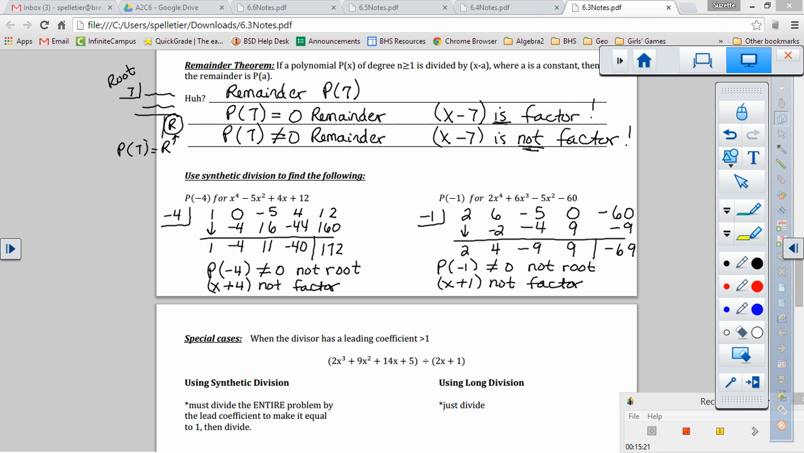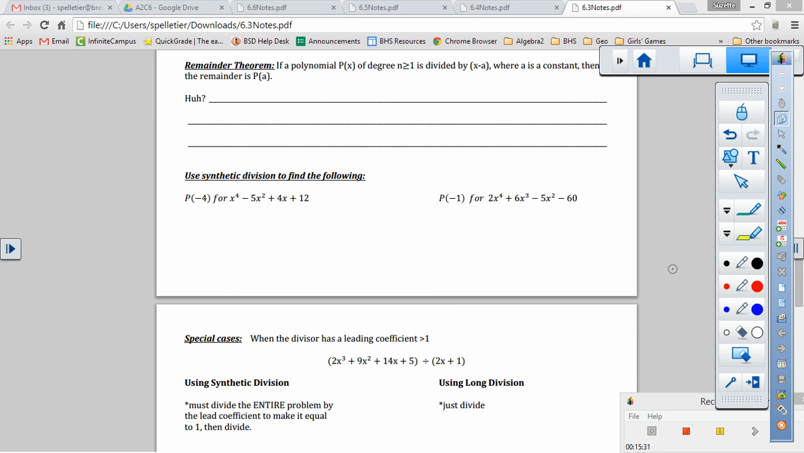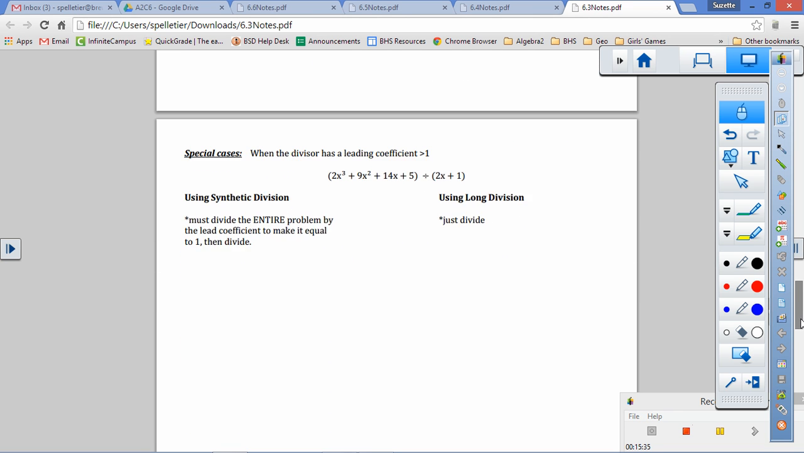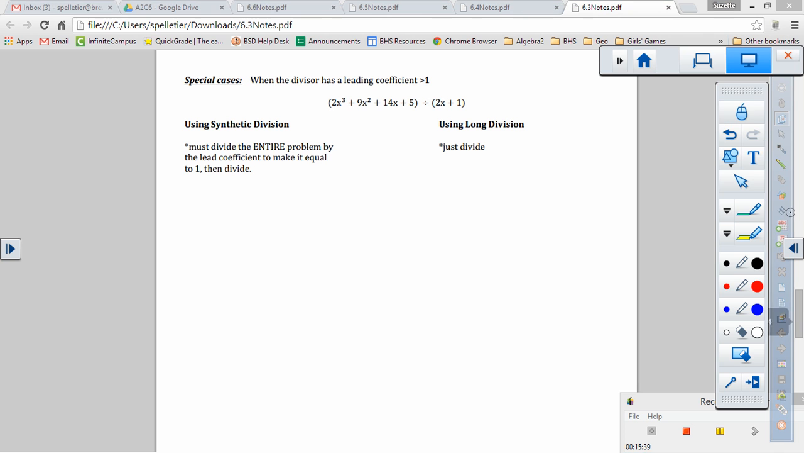Okay? So, special cases when the divisor has a leading coefficient greater than 1. All right, so we talked a little bit earlier about sometimes how using long division is a little easier. Some students really prefer long division as opposed to dealing with fractions and things. Sometimes these can get really sloppy. So here's the special case with synthetic division.